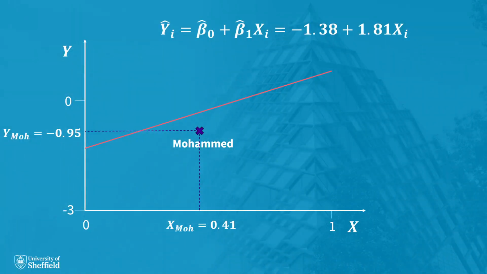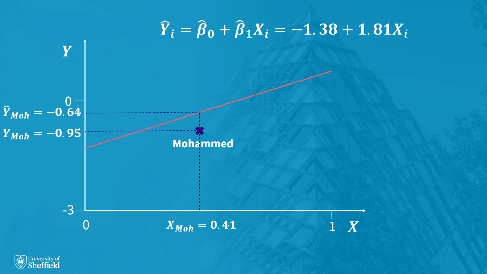So what does it mean for him to be below the regression line? Well, the regression tells us that given Mohammed has a wealth index of 0.41, he's predicted to have a height for age z-score of minus 1.38 plus 1.81 times 0.41, which is minus 0.64. We put a hat on this value of y because this is the OLS prediction of Mohammed's height for age given our sample. But Mohammed's actual height for age is less than this.